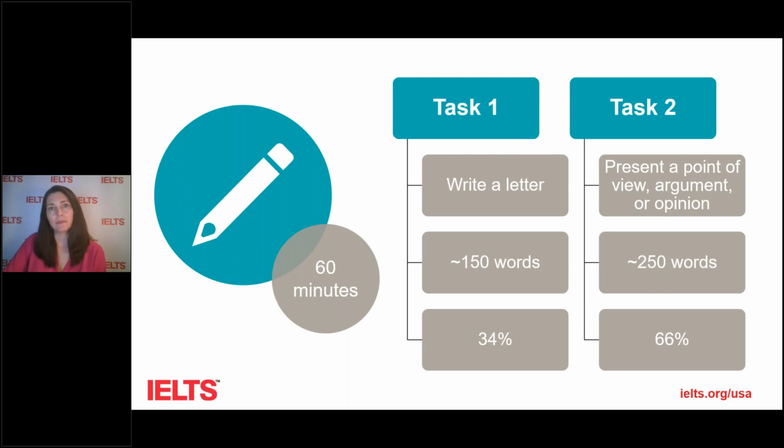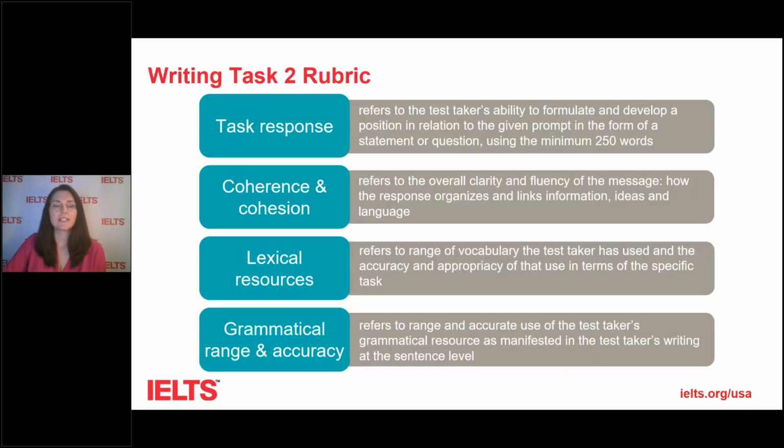So task 2, if you remember, is more of a traditional academic essay where you're given a situation that you need to give your opinion about, arguing a point, presenting a particular point of view. The rubric is very similar. The only difference is that instead of task achievement, we have task response. And that just refers to your ability to formulate and develop a position in relation to a given prompt, and being able to do that within at least 250 words. Coherence and cohesion, lexical resources, grammatical range and accuracy are the same.